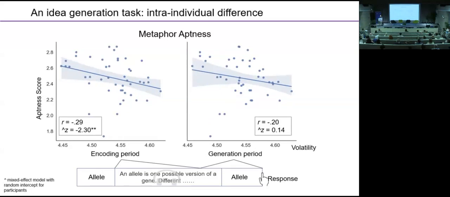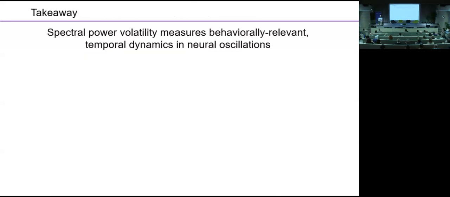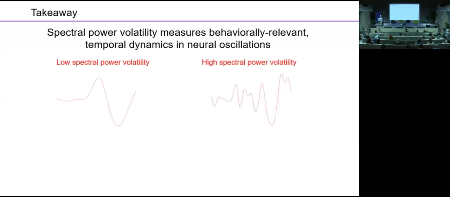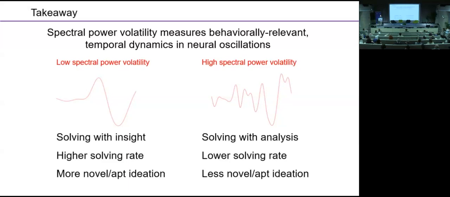Exactly the same pattern for aptness. Again, lower volatility during the encoding period is associated with a more apt metaphor response. So to sum up, we find that lower volatility, indexing more stable neural oscillations, is associated with better creative performance at both within and between subject levels and in both problem solving and idea generation tasks.